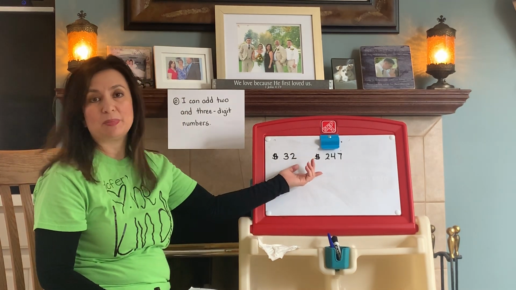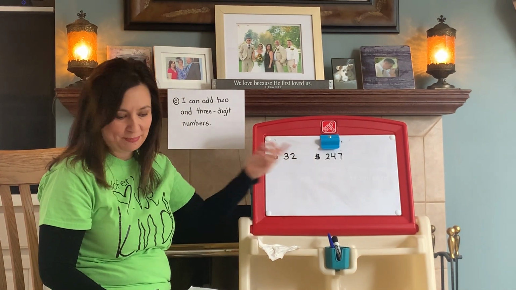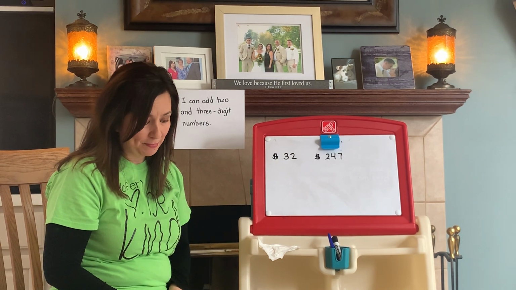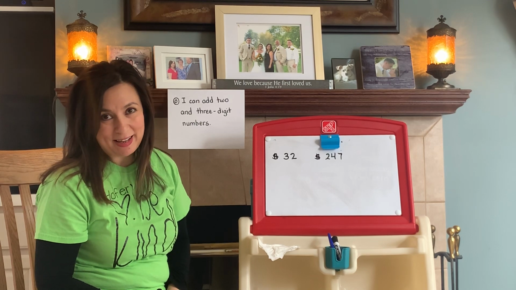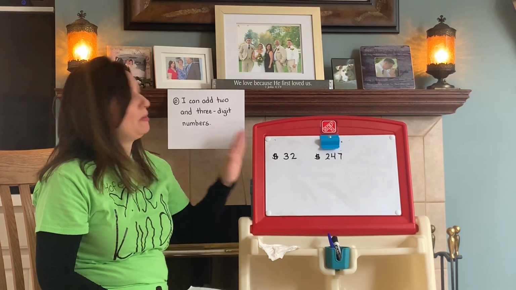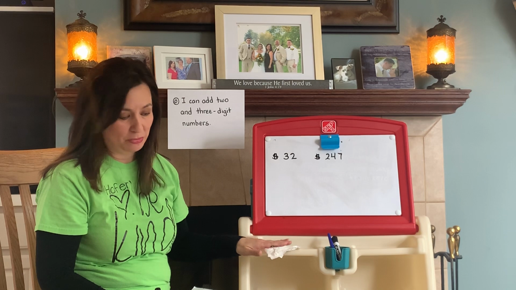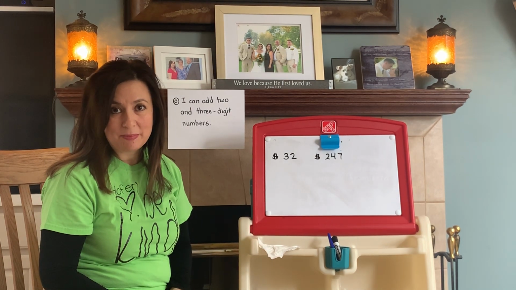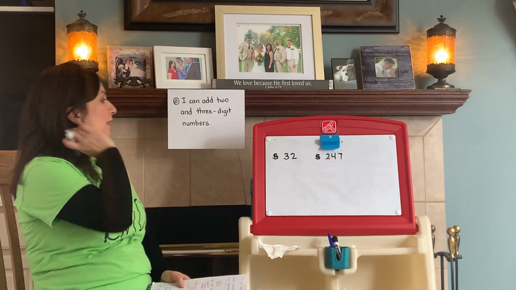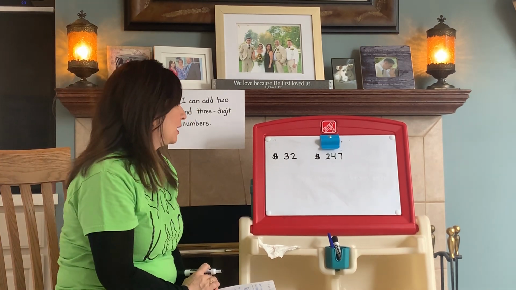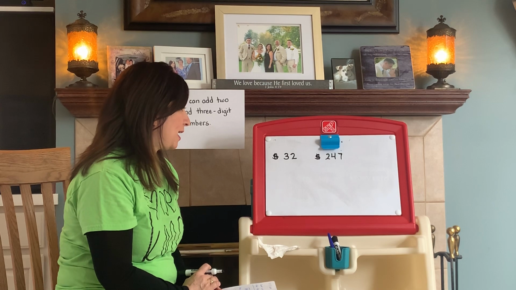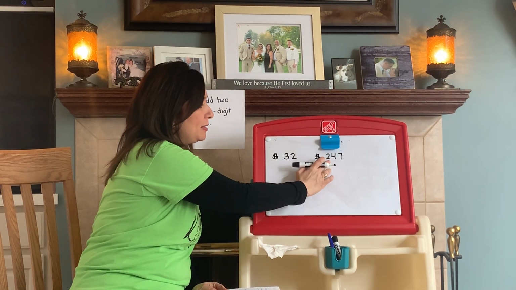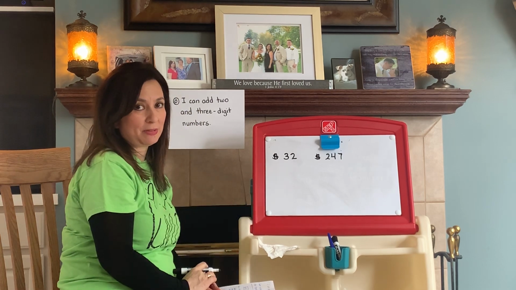We could add these numbers using base 10 blocks, right? We could also use a number chart if you had one at home. And we could use my favorite way, the number line. But if we didn't want to use any of those tools, we could also add by place value. Let me show it to you. All right, I'm going to look at 32 and 247. I noticed that 247 is the greater number because it has a number in the hundreds place and 32 doesn't.